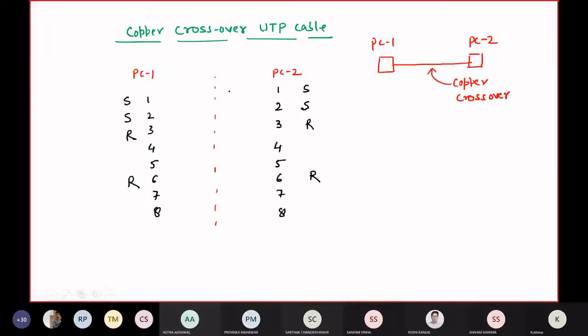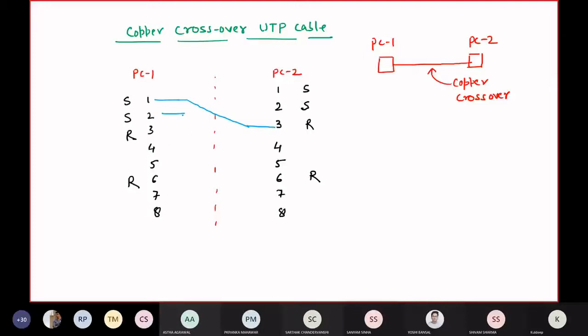Now you need to make a connection. So how do we need to connect? Can we connect 1 to 1? 2 to 2? No. So here basically we need to connect 1 with 3, sender with the receiver, right? So we will use this connection.